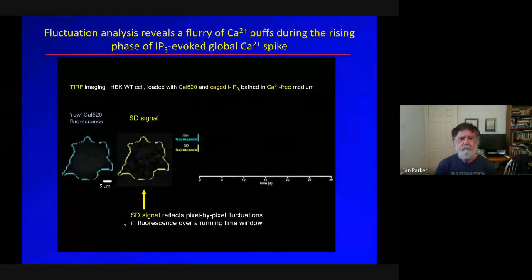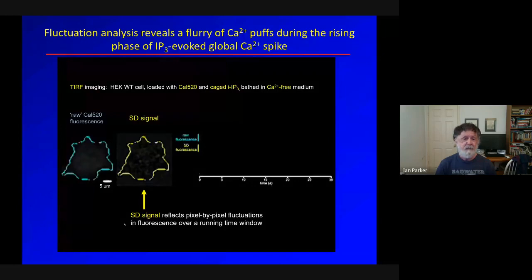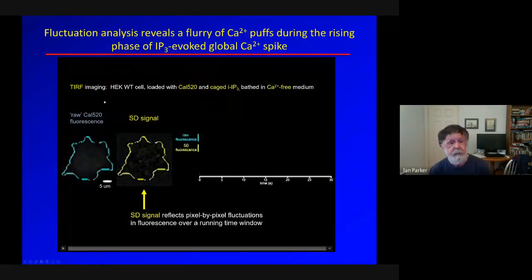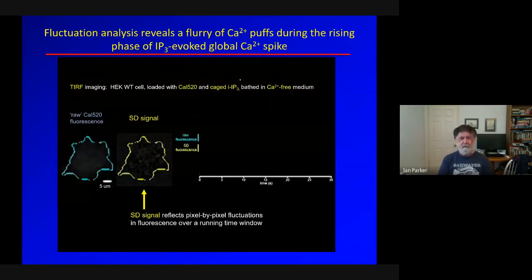So let me just say a little bit about the techniques we're using. So it's image processing. We do calcium imaging. We're now doing it with TIRF imaging. What I'll be showing you is cultured HEK cells loaded with Cal520 using caged IP3 to photorelease and stimulate.